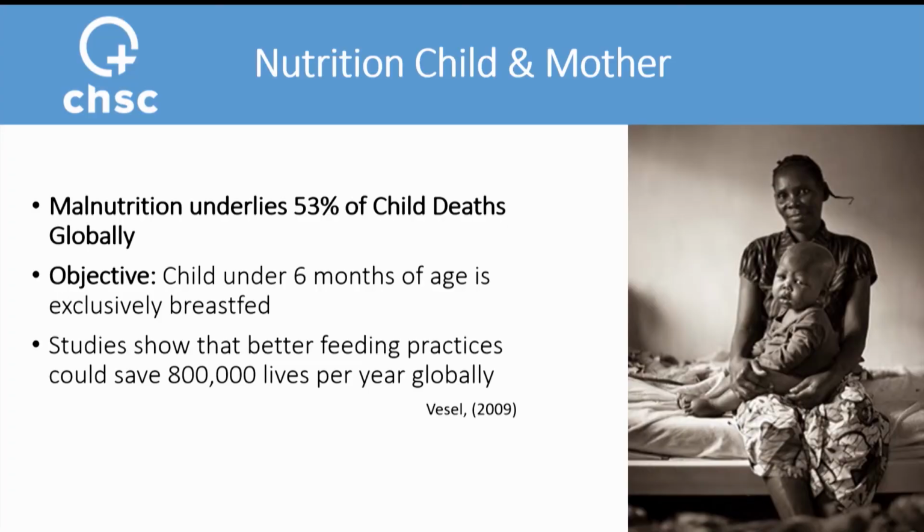We have to remember that 53% of child deaths globally is underlied by malnutrition, and that's something that we can't ignore, and we have to assess every child for severe acute malnutrition. What's wrong with this baby that you see here? Who sees that child is malnourished?